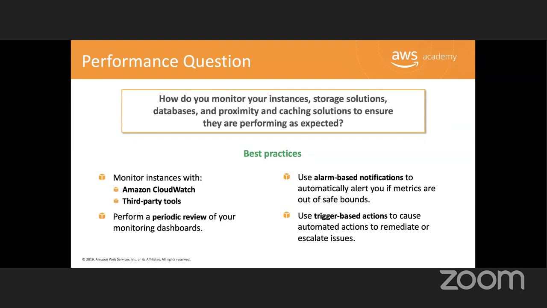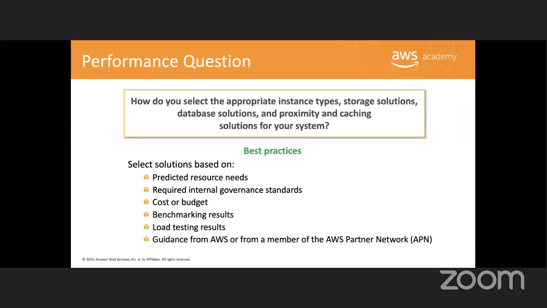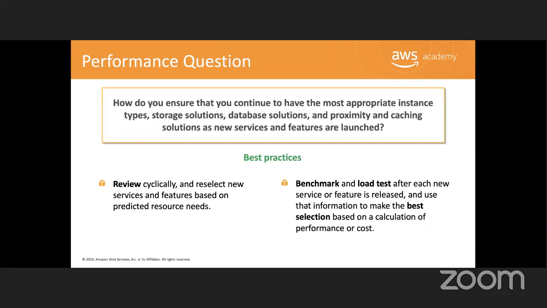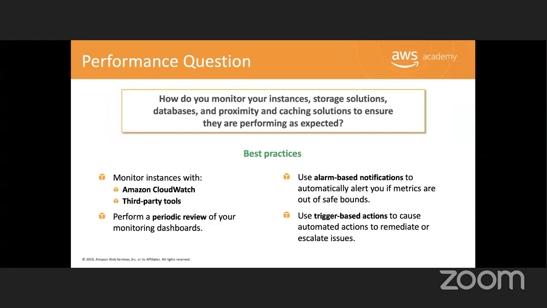Cost is very important. So how do you monitor your instances, storage solutions, databases, and caching solutions to ensure they are performing as expected? If you remember one of the first slides, they were talking about select, review, and then monitor. Those are the steps you have to take. So how do you monitor your services? Using Amazon CloudWatch and third-party tools. Also, you use Lambda, don't forget that.